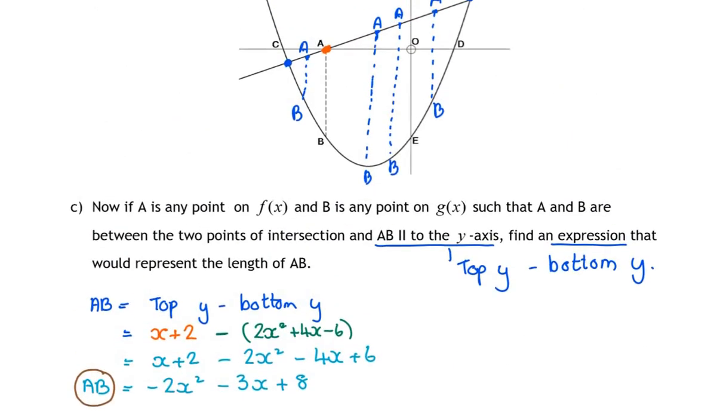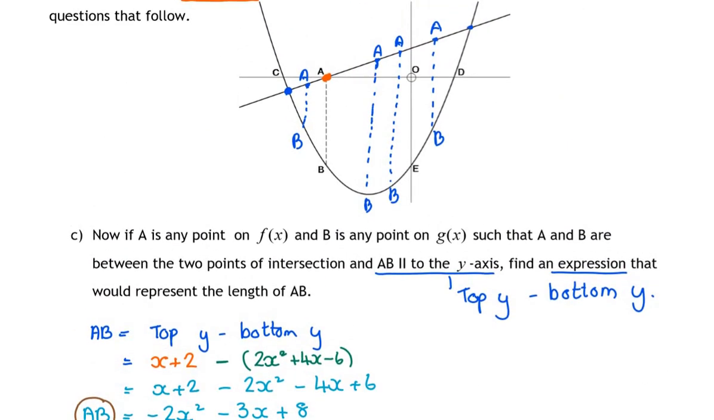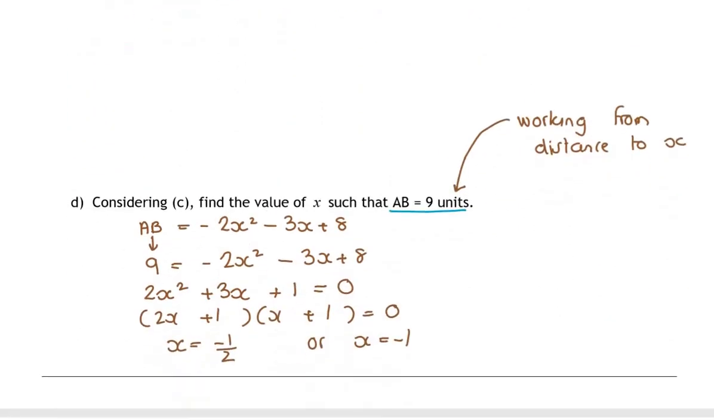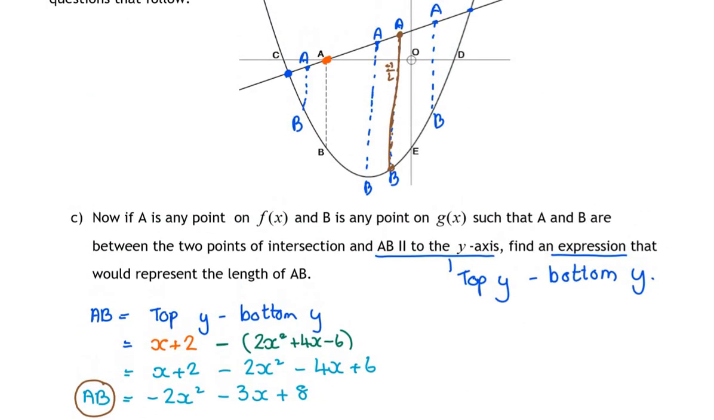Now if I just go up to my graph to look at where that is, that's somewhere around about here actually. So somewhere around about there, when x is negative a half, this distance will be 9 units, and then again at negative 1. So at negative 1 again, there's actually two places, because the parabola's gone down and the straight line's gone down, there's two places where the distance happens to be exactly 9.